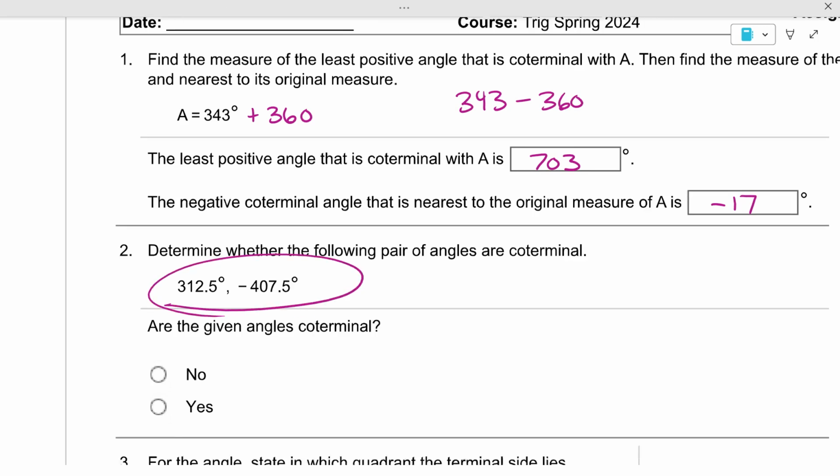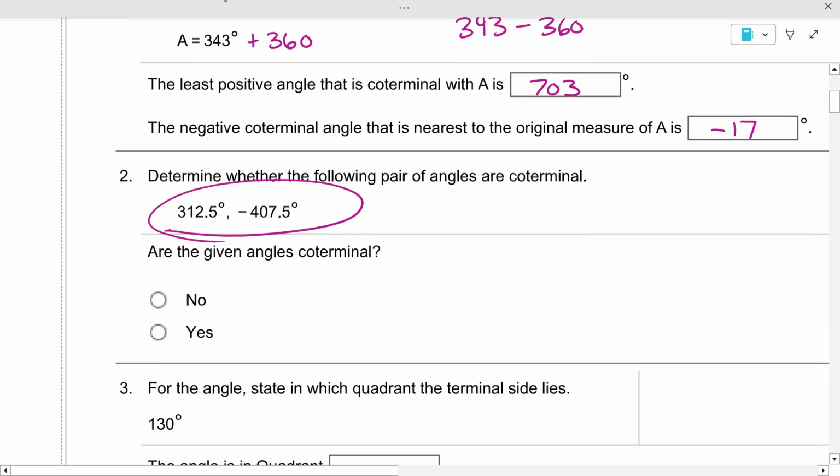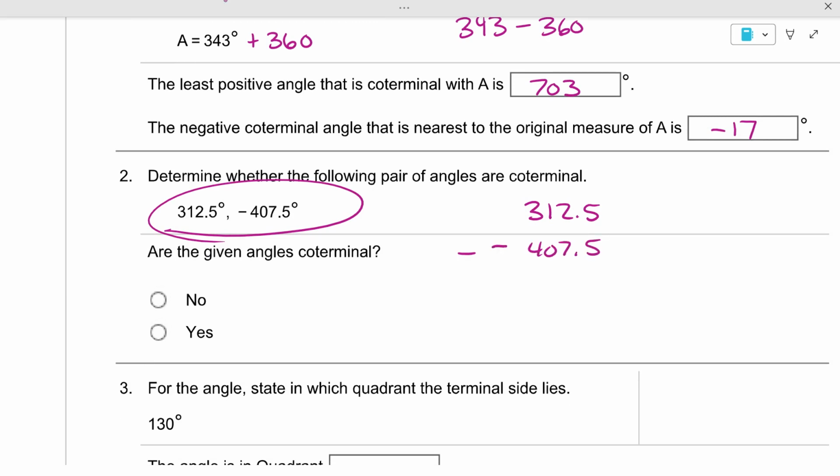Are these coterminal? Well, to figure it out, we subtract them. We take 312.5 minus a negative 407.5. Minus a negative is plus a positive. We get 0, we get 2, and we get 7. They're 720 degrees apart. Are they 360 degrees apart? No. But they're a multiple of 360 degrees apart. So 360, 720, 1080. If they're that far apart, yes, they are coterminal. If they're not 360 or 720 or 1080 apart, then no, they're not coterminal. Are we good there?